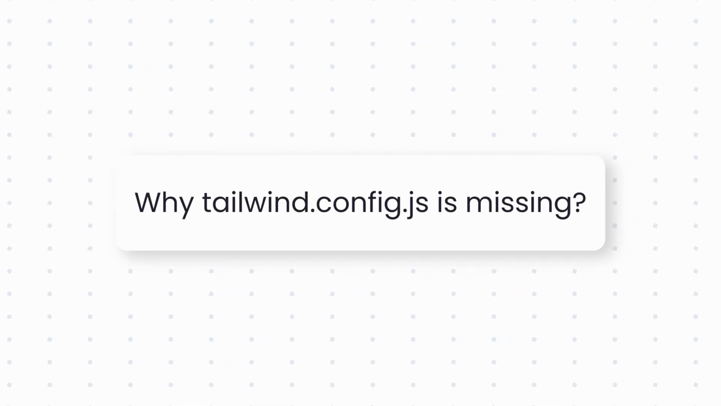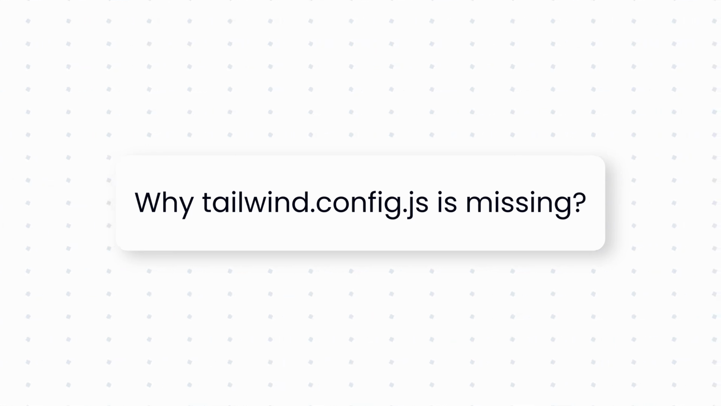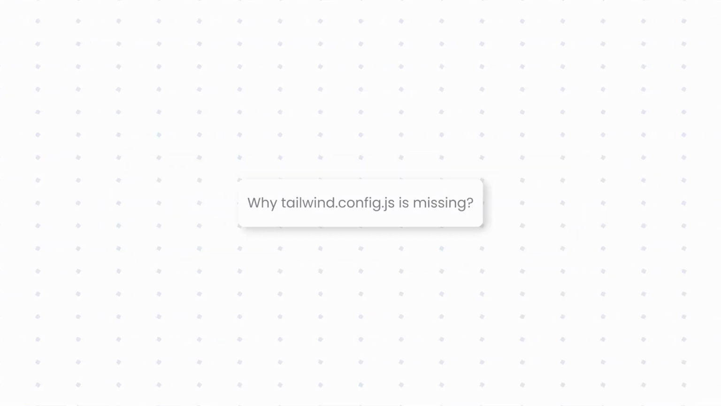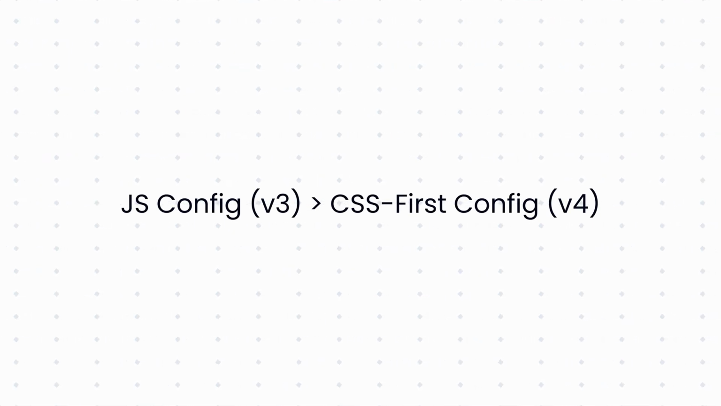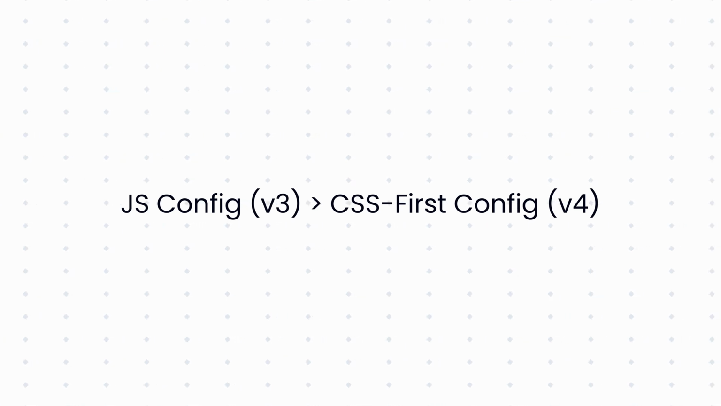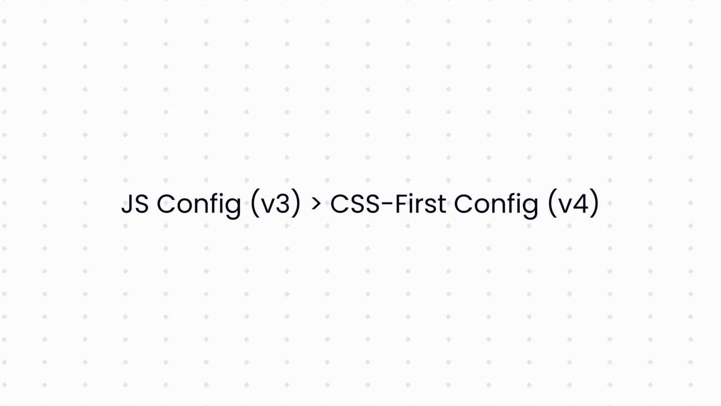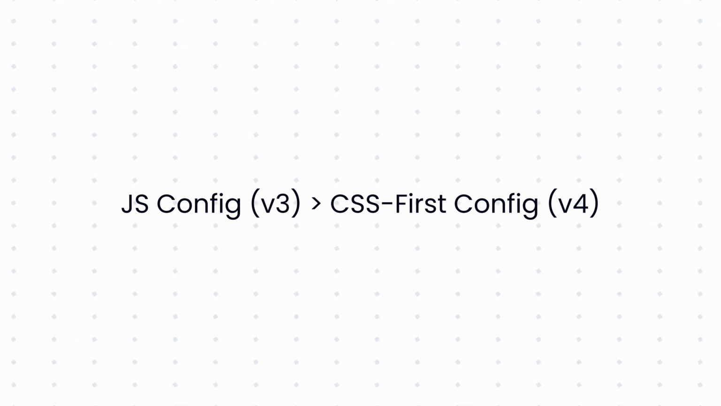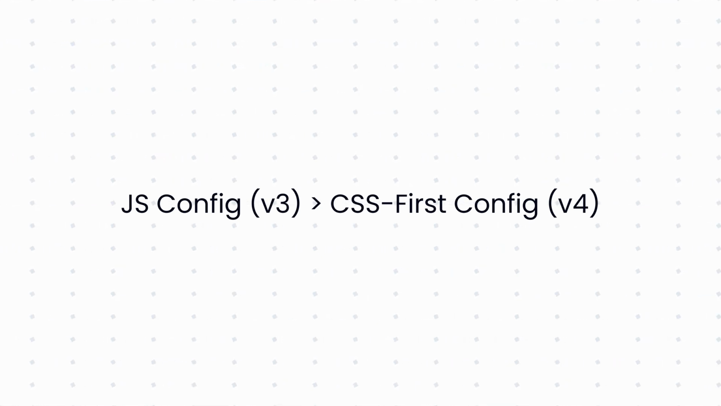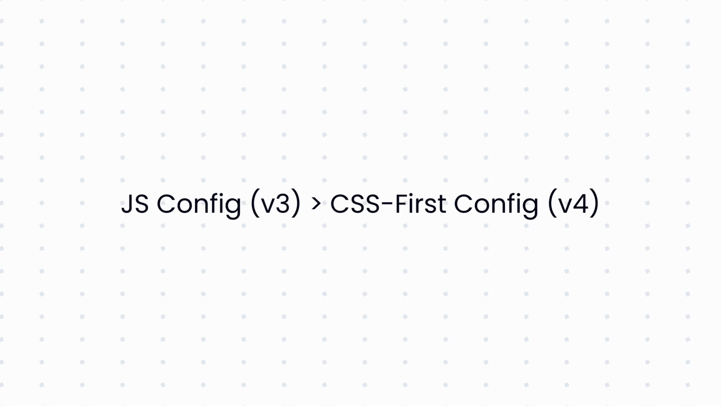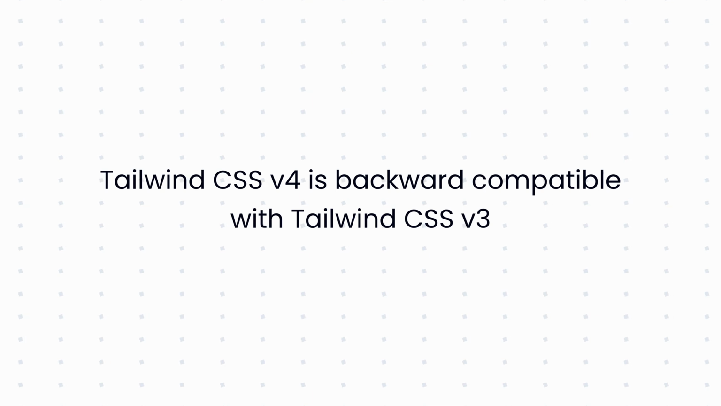Now let's talk about why tailwind.config.js is missing in version 4 and how we can still use that file in version 4. With the introduction of Tailwind CSS version 4, the framework has shifted from a JavaScript configuration to a CSS-first configuration approach. This means that many of the customizations we were doing in the JS file, that is the tailwind.config.js, can now be done directly inside the CSS file itself. So we don't need a separate configuration file. However, if you still want to use the tailwind.config.js file, you can still do it.